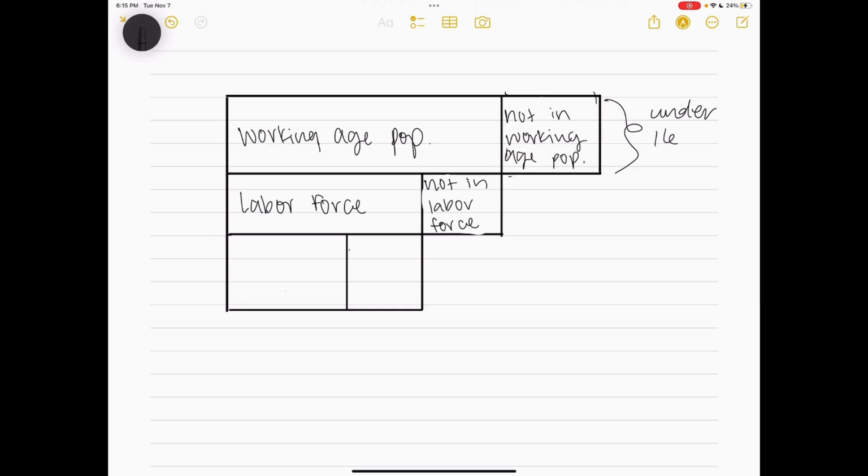So not in labor force would be those who have not been actively seeking a job in at least the past 4 weeks. And then this bottom section here is going to be employed, and next to it is going to be unemployed. So you can see employed and unemployed are both in the labor force, and then labor force and not in the labor force are going to both be in the working age population, and then not in the working age population is just under 16.